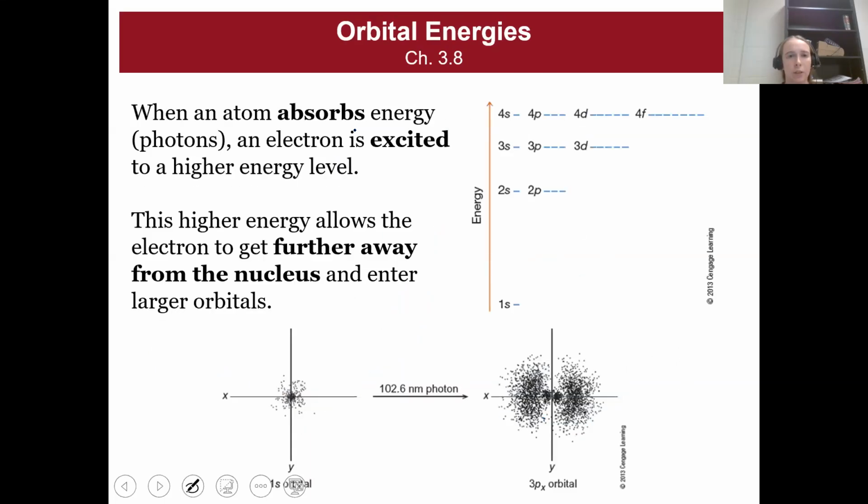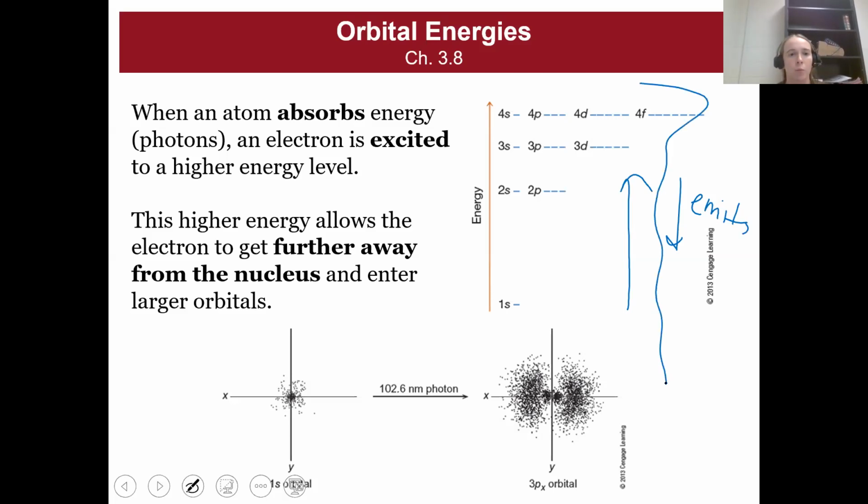All right, and now let's talk about orbital energies. Like we talked about with the Bohr model, when an atom absorbs energy in the form of photons, we shoot light at it, or we shoot power through it using an electrical outlet, the atom absorbs energy and the electron is excited to a higher energy level. It goes from a lower energy level to a higher energy level. When the electron drops back down, this one is emission, so it emits a photon instead. But let's talk about absorption for now.